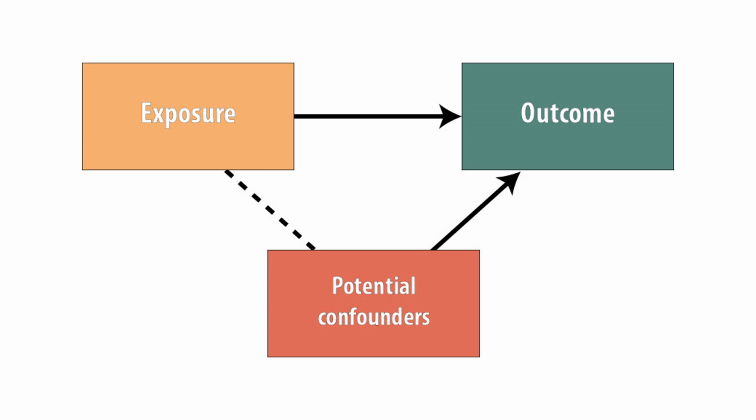Another source of inaccurate conclusions about a relationship between an exposure and outcome is the phenomenon of confounding. A confounder is a third factor, other than the exposure and the outcome, that can impact both and may lead to false conclusions regarding the relationship between the exposure and the outcome.